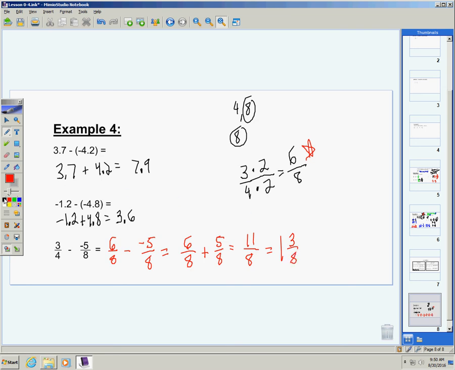And that's all there is for this lesson. Hopefully it is just a review of things you've already done. Adding and subtracting fractions, adding and subtracting decimals with some negatives mixed in.